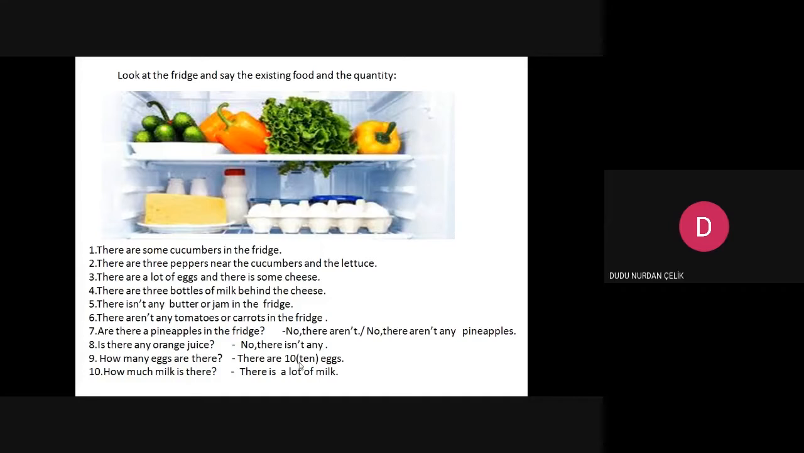Okay? Milk is uncountable, and we always use it singular with how much. How much milk is there? But never how much milk are there. Never. How much milk is there? There is a lot of milk.